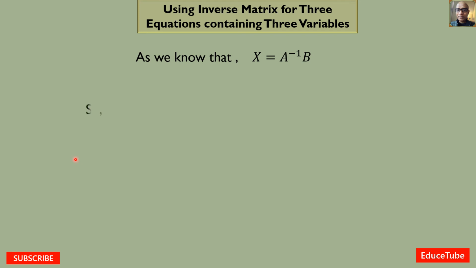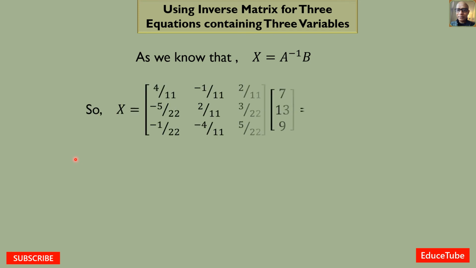So X equal to this, we remember A inverse, already we know the value this matrix, and this is the constant taken from the equations. This is B matrix. Multiplying these two, we get this value. This is X matrix. It means it is the value of X, Y, and Z. So we got the value of the three variables.